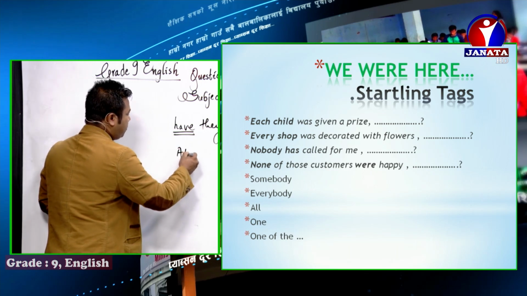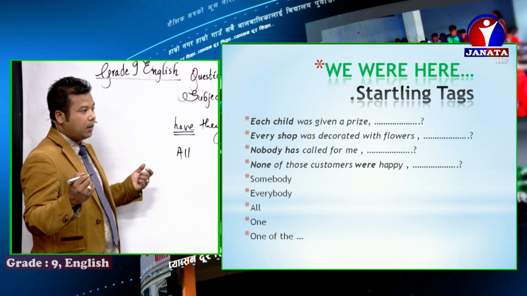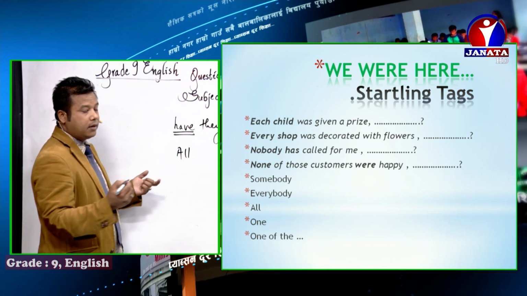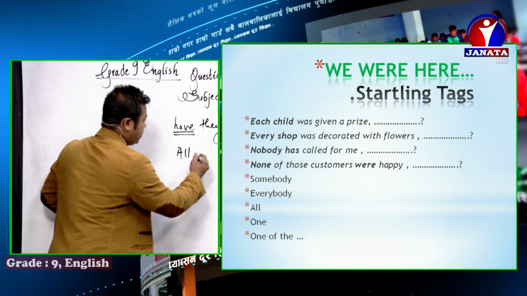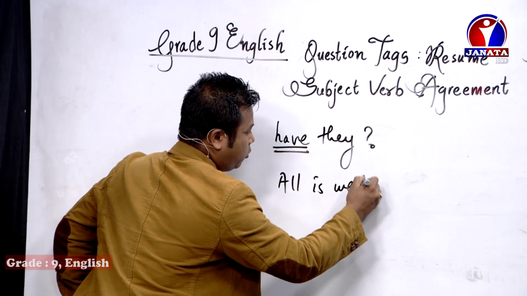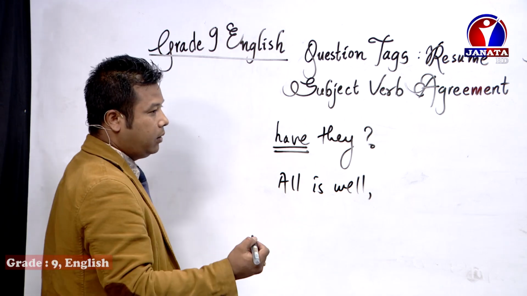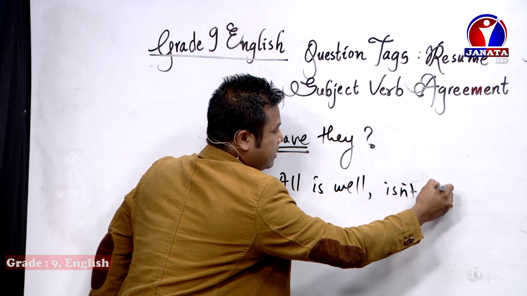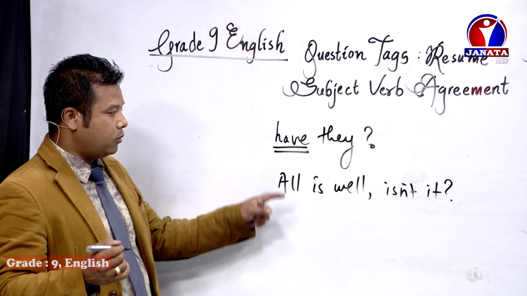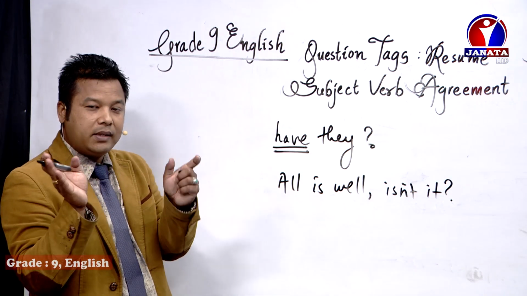Okay, there is one particular example which is obvious, and it is repeated in exams. If you're taking next year SEE, so see if I write all is well. The tag is all is well, or like isn't it? That's how you make it. Isn't it? See, all's well, isn't it? Why you consider all singular representing things?